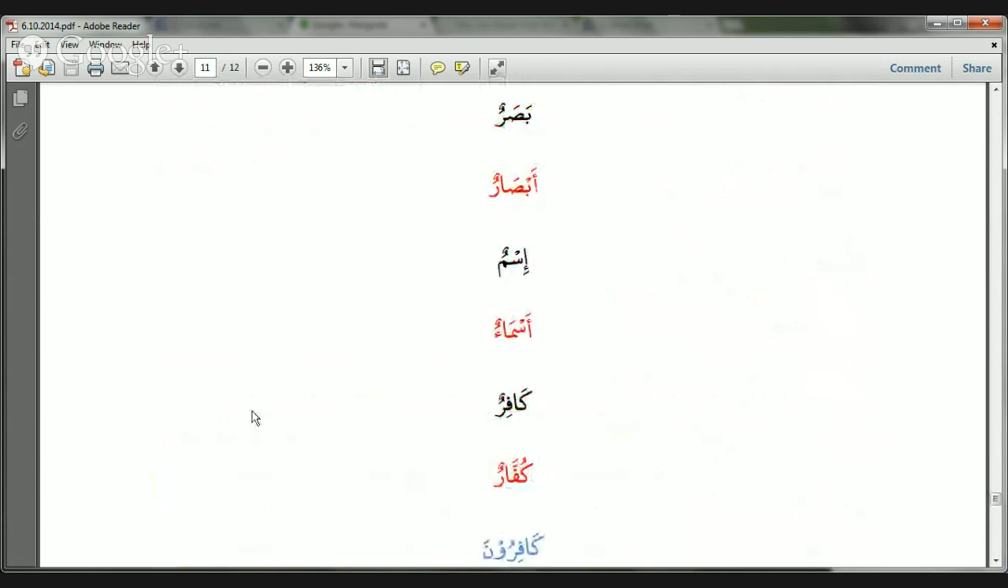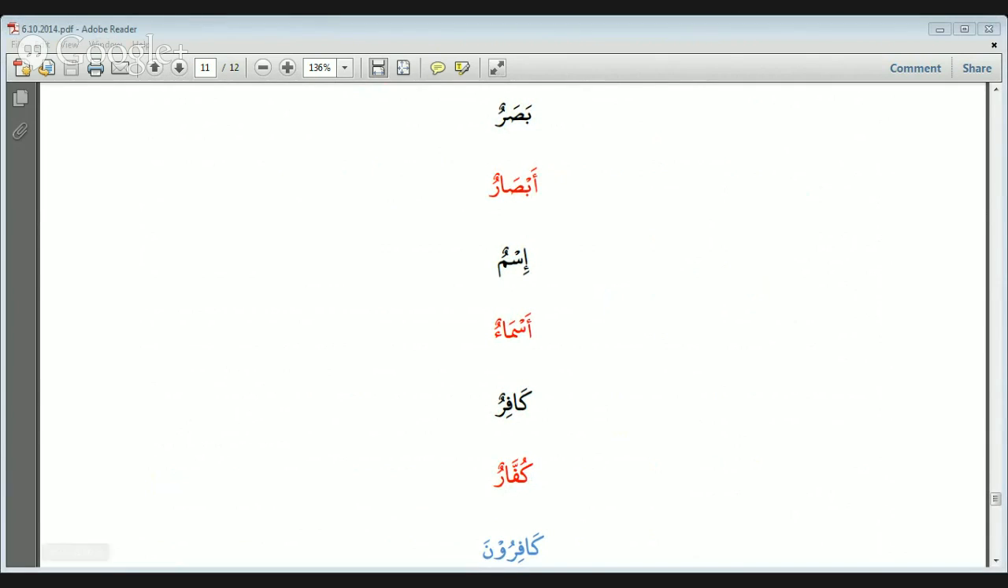Any questions? Okay, go ahead and take out your homework. Sheet number 2 and sheet number 3.